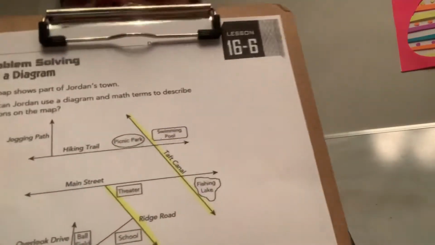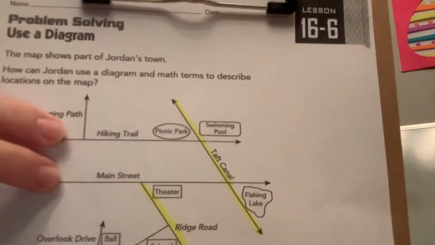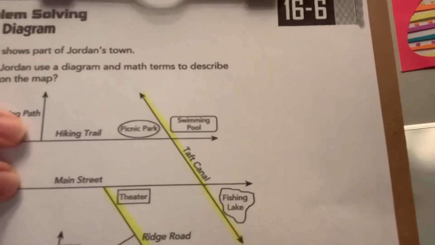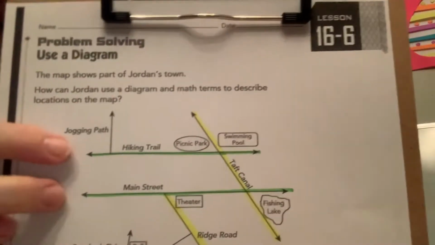So look at number one. Number one says, the hiking trail and Main Street are parallel. Which other features on the map appear to be parallel to each other? Explain why they are parallel. Here is the hiking trail and Main Street, these two roads here. In fact, I think I'm going to highlight those in green for you. The hiking trail and Main Street. Those two lines are parallel in green.